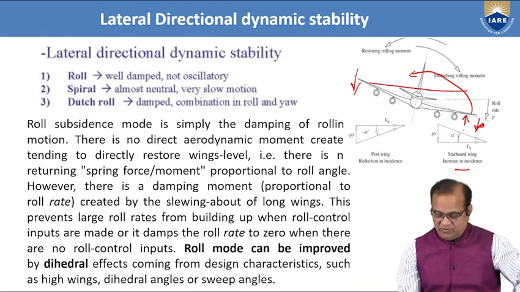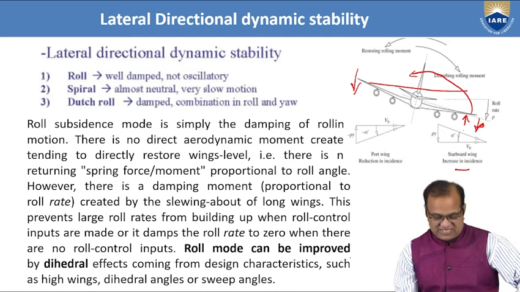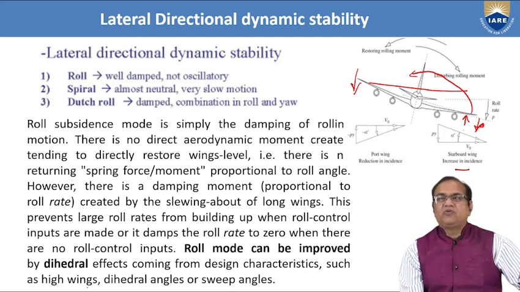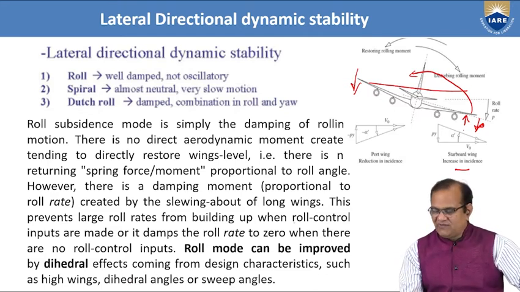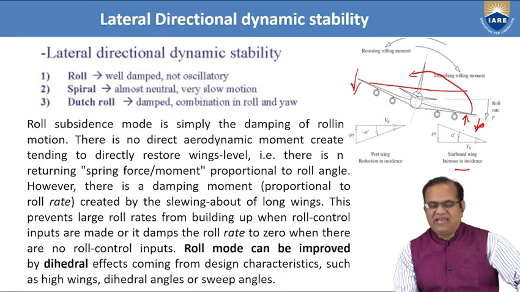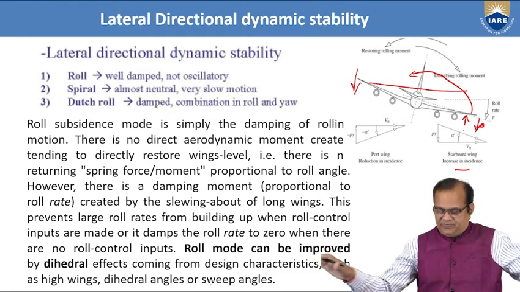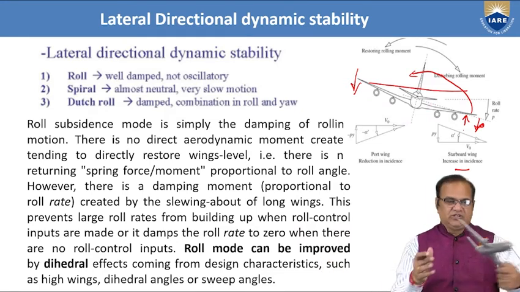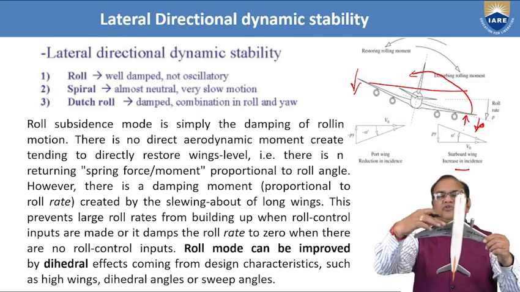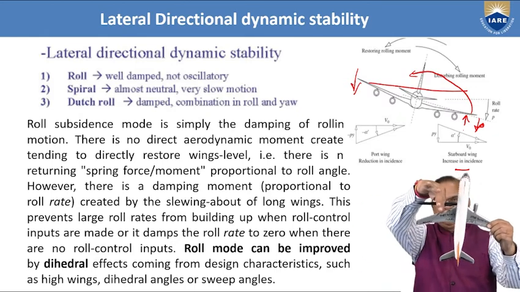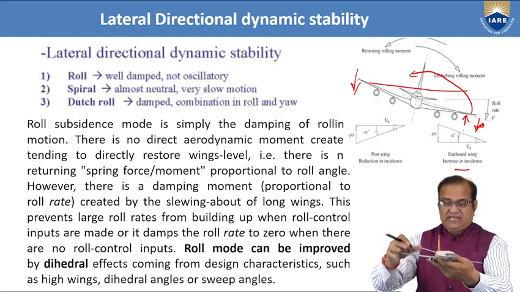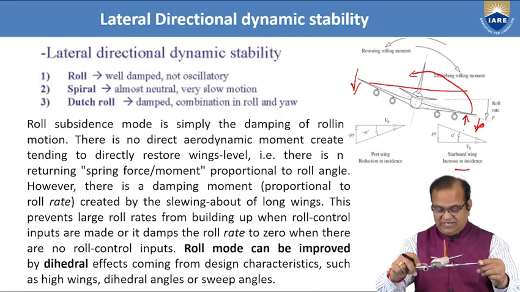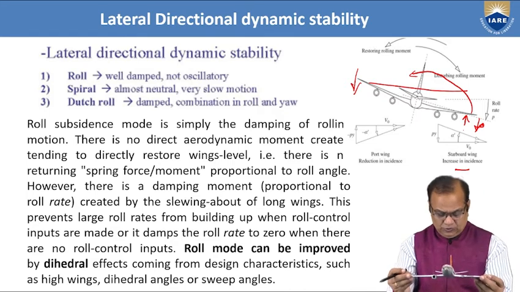That is the mode, and it can be improved by design characteristics like a high wing. If you have a low wing, you have to introduce a dihedral, just like it is given in this aircraft. Some dihedral angles are given, or the sweep. If you have the sweep like this, which you can see, this aircraft has the sweep angle. This is the sweep angle. It is shown here, and here also. So in this wing, only the sweep angle is given.